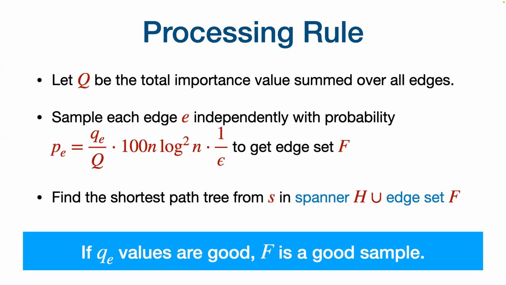And this is where you want to be model independent, right? Because in streaming, we cannot keep all these QE values explicitly. So I want you to think of it as a big table. When some edge comes in, you'll be able to look it up somewhere and get the QE value. And then you just sample it based on the QE value.